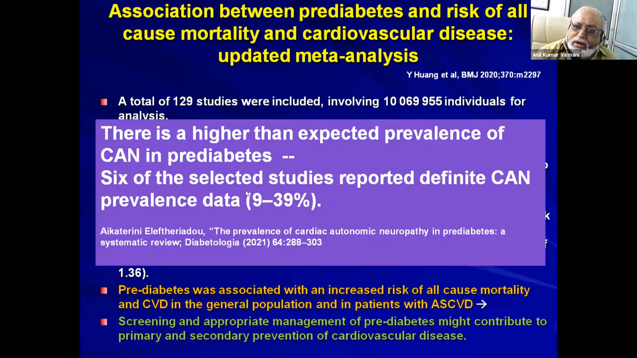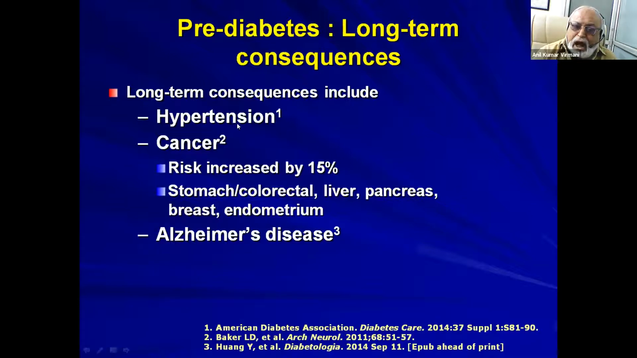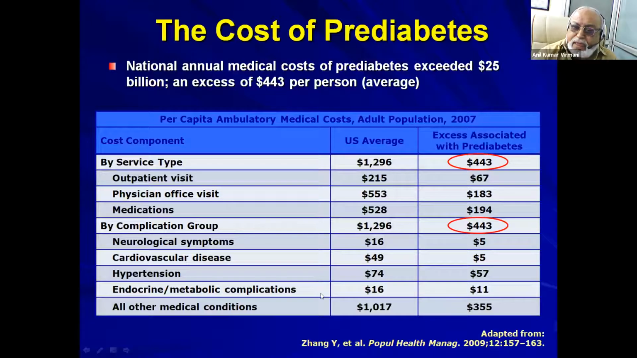Having said all this, studies have shown a prevalence of 9 to 39% of cardiac autonomic neuropathy, which is very difficult to diagnose and treat. So you can imagine in prediabetes, we are also seeing cases of cardiac autonomic neuropathy. And look at the long-term consequences of prediabetes: hypertension, a 15% increased risk of malignancies involving the stomach, colorectal, liver, pancreas, breast, endometrium, and increased incidence of Alzheimer's. So prediabetes is also having long-term consequences. But besides all these health risks, look at the cost: per capita ambulatory cost per person is increased by almost $443. So it is also costly.